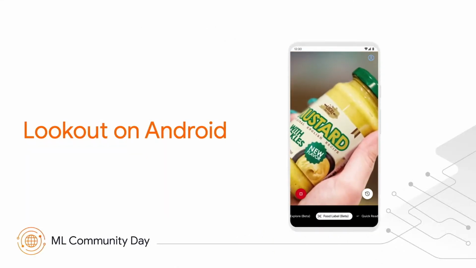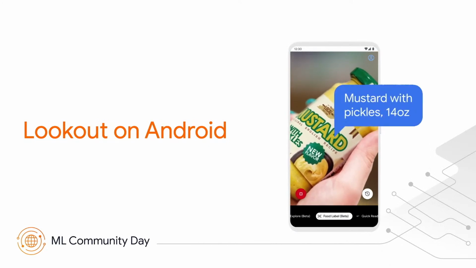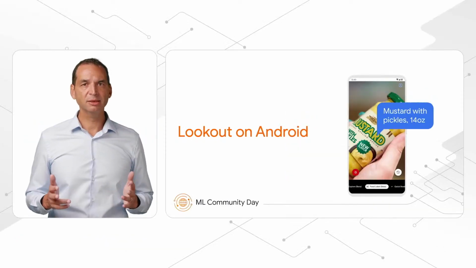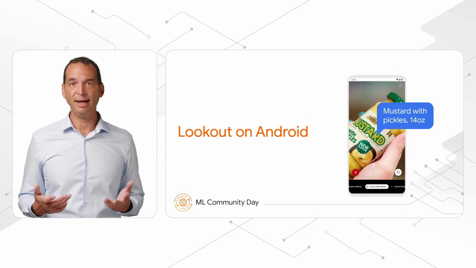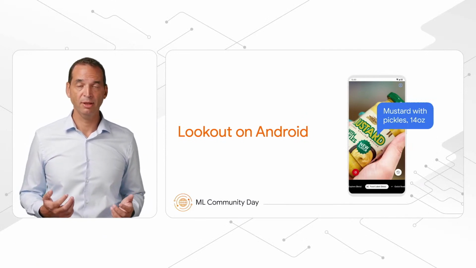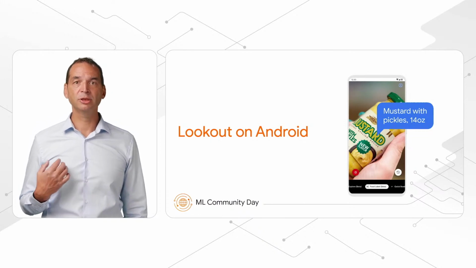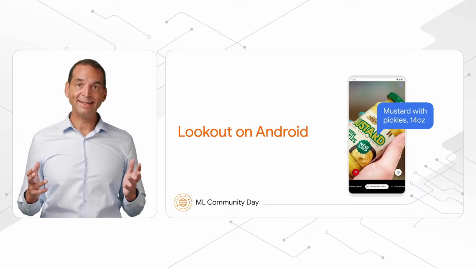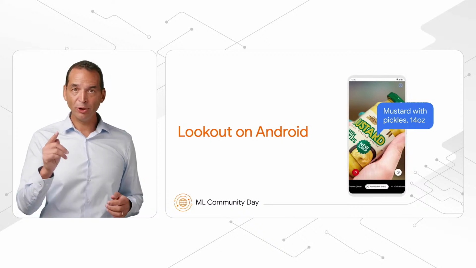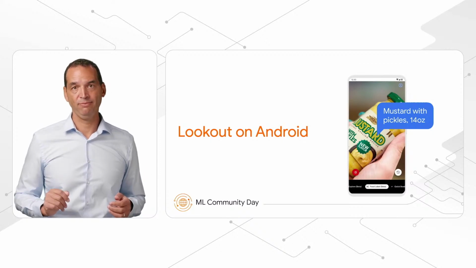Let's take a look at an example of an app powered by TF Lite. Lookout on Android helps people get details about objects and text around them. This is especially important to help people who are blind or low vision complete daily tasks faster and more easily. Lookout recently introduced a new mode, Food Label. With Food Label, you can quickly identify packaged foods by pointing your phone's camera at the label.